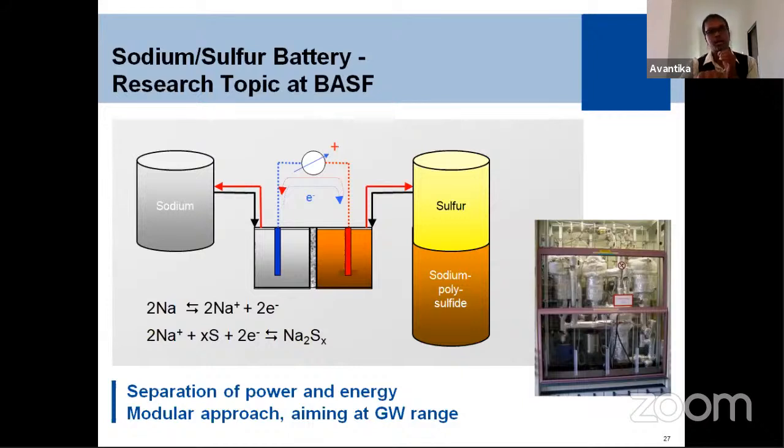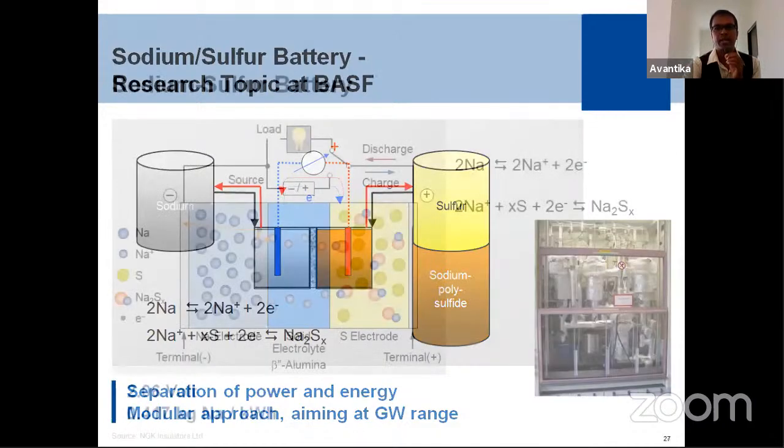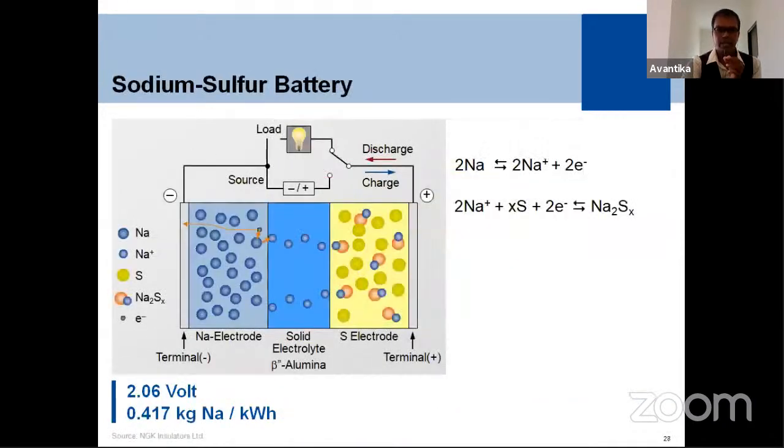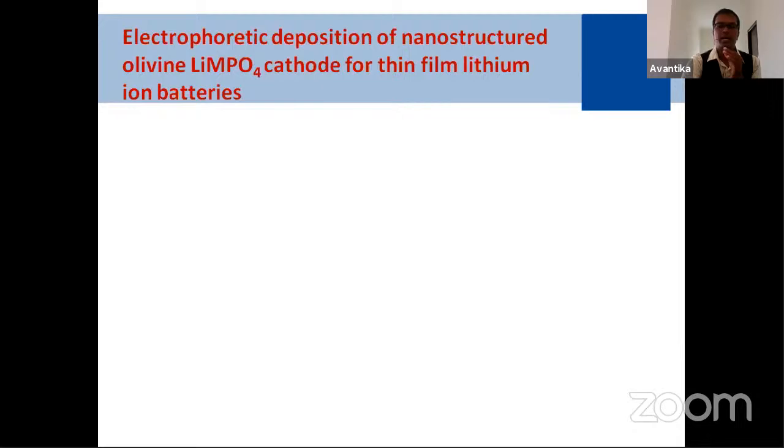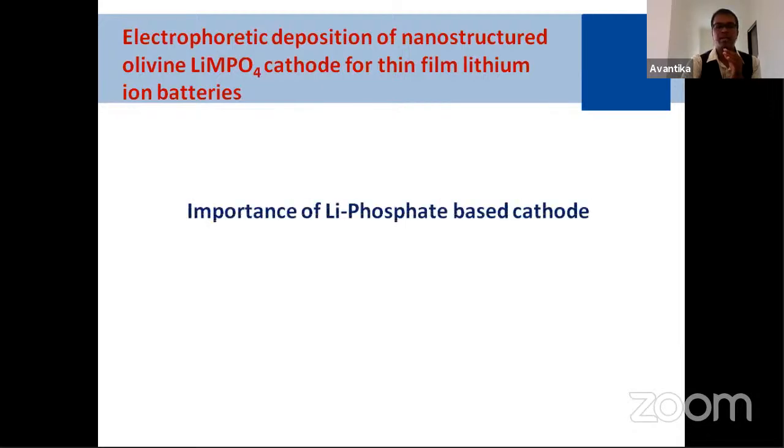So the sodium sulfur battery can work at high temperature also. This is the importance of the sodium sulfur battery. And another battery, this is also a sodium sulfur battery. Here also we can get more voltage, around 2.06 volts.